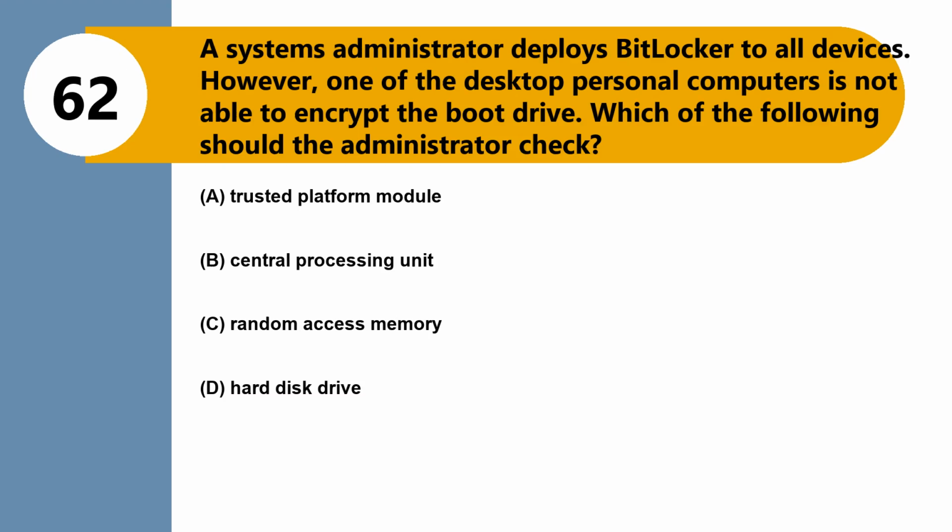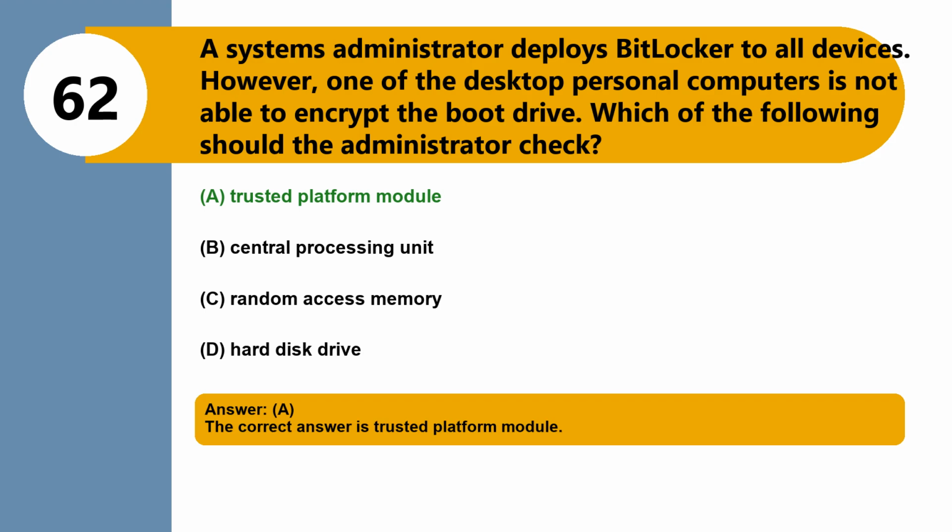Question 62. A systems administrator deploys BitLocker to all devices. However, one of the desktop personal computers is not able to encrypt the boot drive. Which of the following should the administrator check? Option A, Trusted Platform Module. Option B, Central Processing Unit. Option C, Random Access Memory. Option D, hard disk drive. The correct answer is option A, Trusted Platform Module.